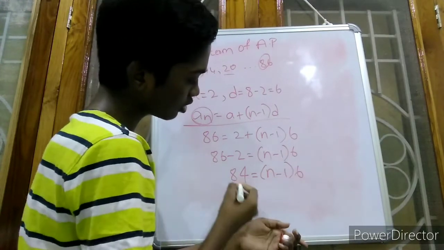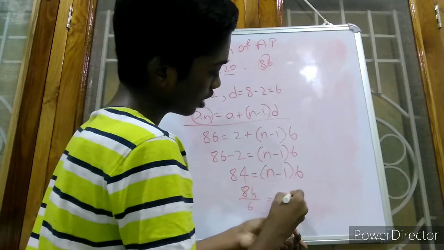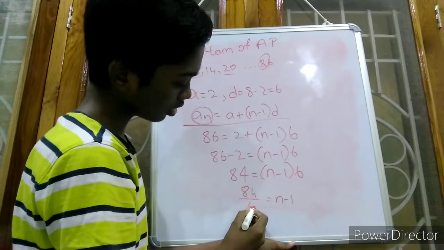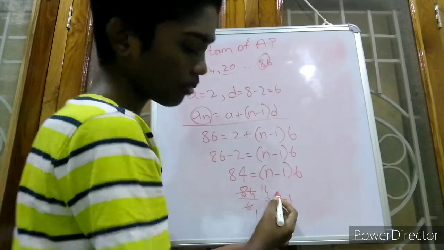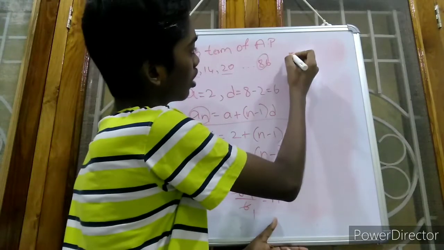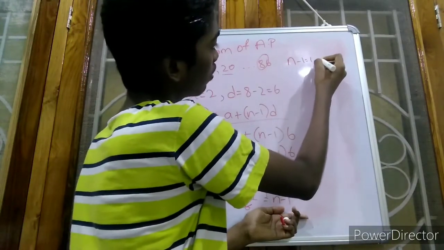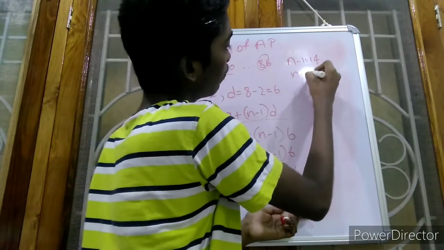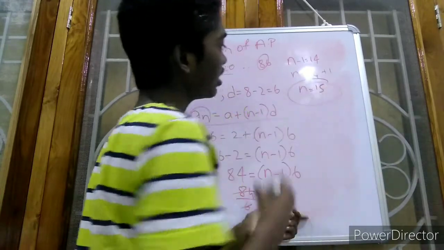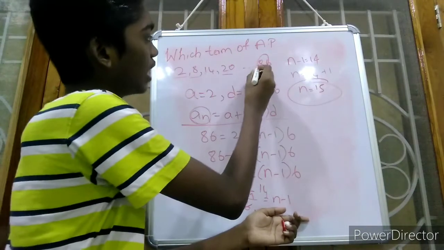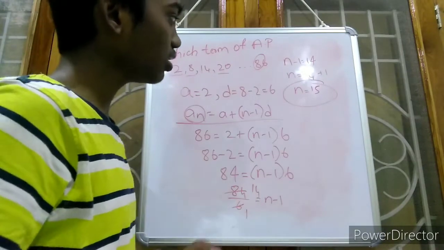We need to transpose 6 to the left hand side. It will become 84 by 6 is equal to n minus 1. Here 6 times 14 is 84. We got n minus 1 is equal to 14. n is equal to 14 plus 1. n is equal to 15. So friends, here we got 86 is the 15th term of the AP. So this is the way of simplifying.